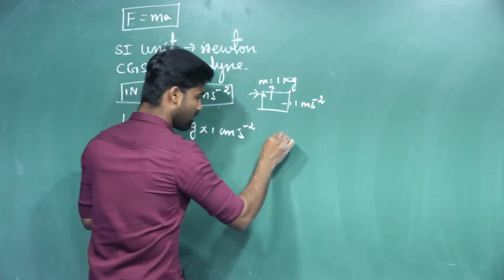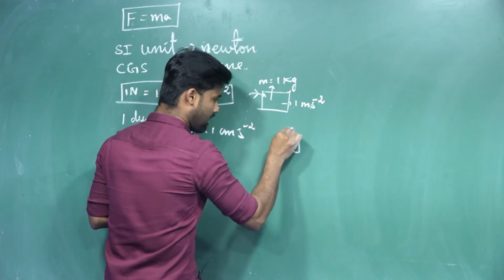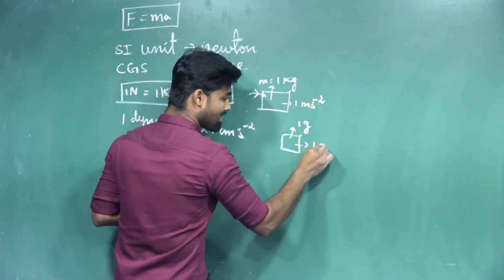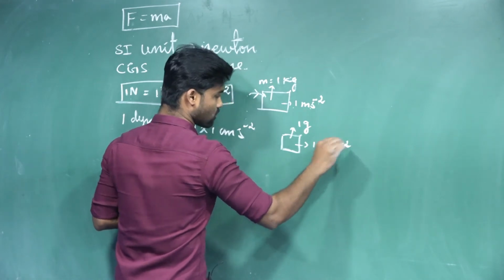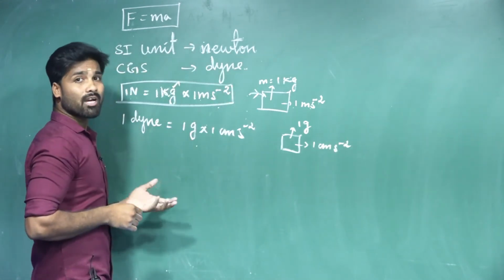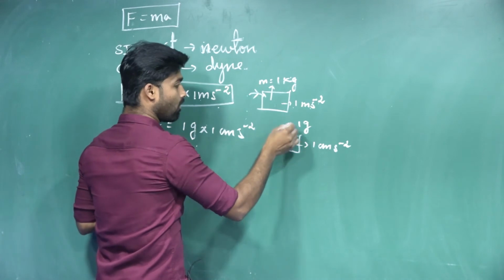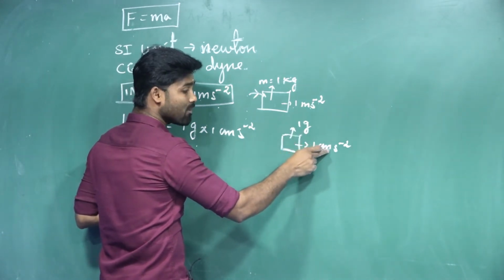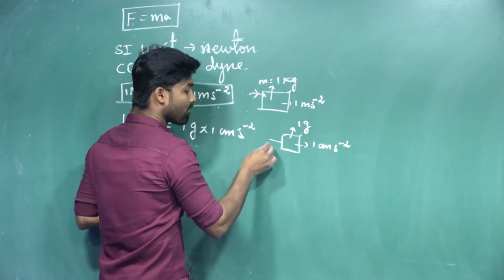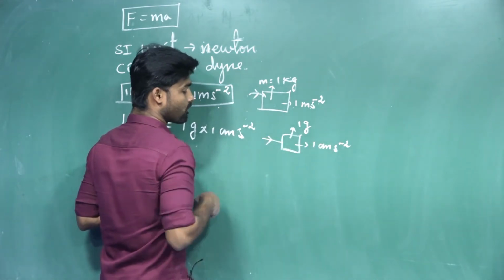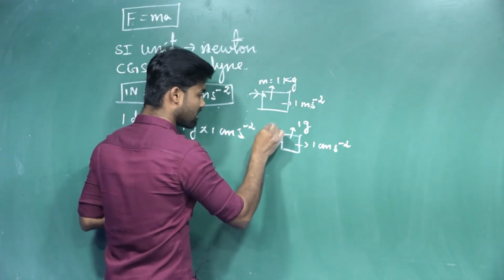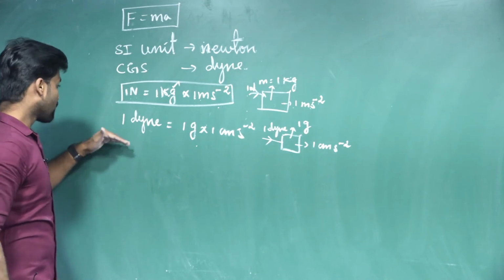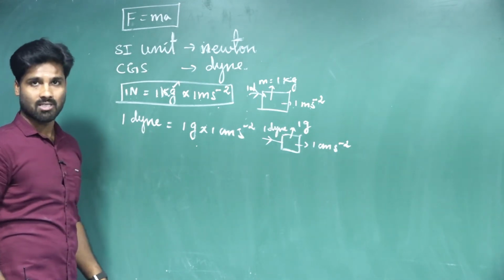Let us consider one object of mass 1 gram and acceleration 1 centimeter second power minus 2. The amount of force required for an object of mass 1 gram to produce an acceleration of 1 centimeter second power minus 2 is said to be 1 dyne. So this is the definition for 1 dyne. Can you understand, dear students?